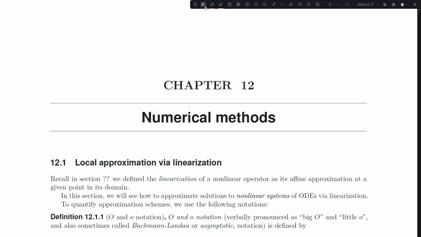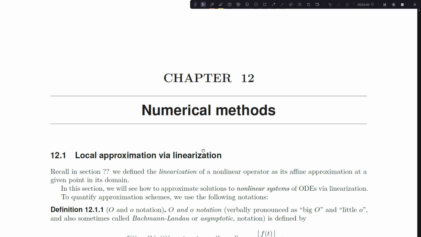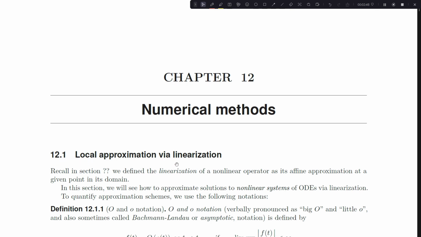So let's start with what I'm calling local approximation via linearization. This is jumping back to chapter 10 when we first learned how to linearize some nonlinear ODEs. We're just going to cover in more detail. I know I went through one example in chapter 10, but we're going to cover in more detail what it would mean to approximate a solution to a nonlinear ODE locally, at least using linearization.